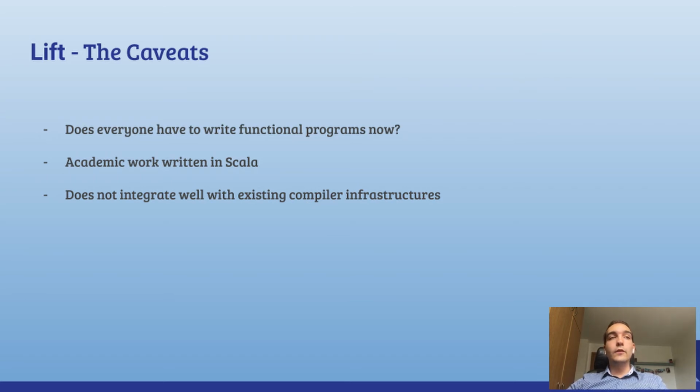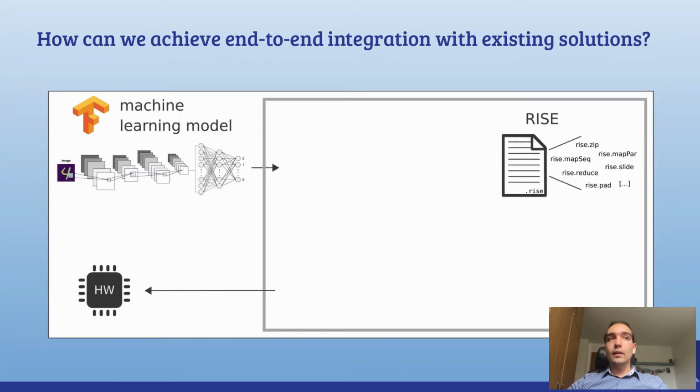And furthermore, Lift is an academic work written in Scala, which means it does not integrate well with other existing compiler infrastructures and toolchains. So the question is, how can we integrate with existing solutions to achieve an end-to-end integration? And let's say we want to start with a machine learning model such as MNIST for handwritten number classification in TensorFlow, and we want to compile and execute it on some given hardware. And while doing this, we want to leverage all the advantages of the functional pattern-based representation we have just seen.